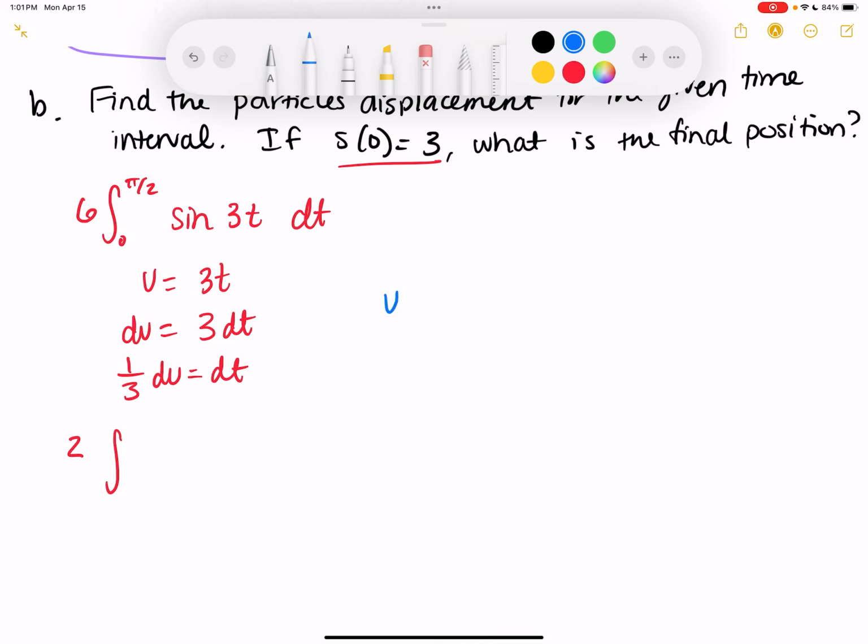So it would look like u is equal to 3 times 0, which is equal to 0, and u is equal to 3 times pi over 2, which would be 3 pi over 2. And then I can change this, and this would be from 0 to 3 pi over 2. And we don't have to replace u when we're done.